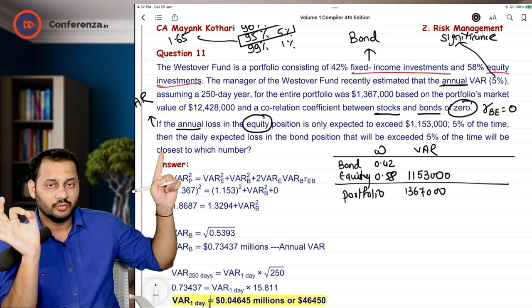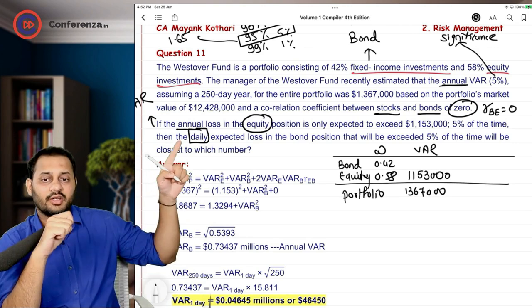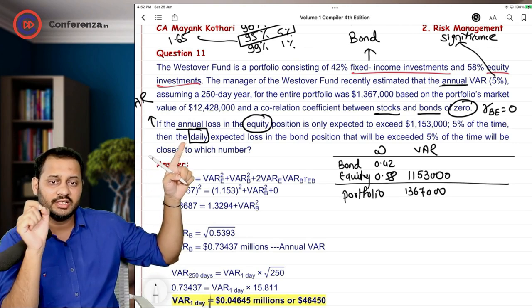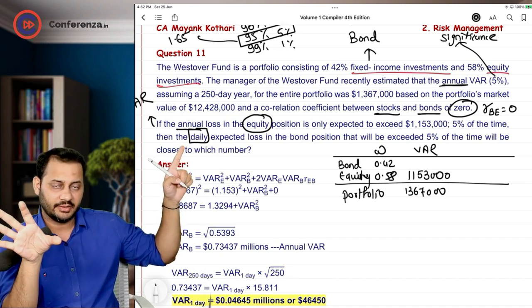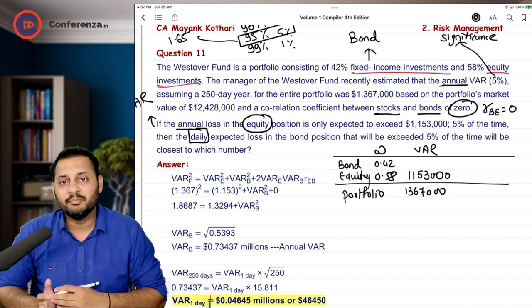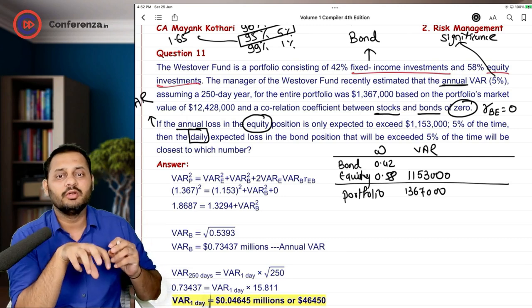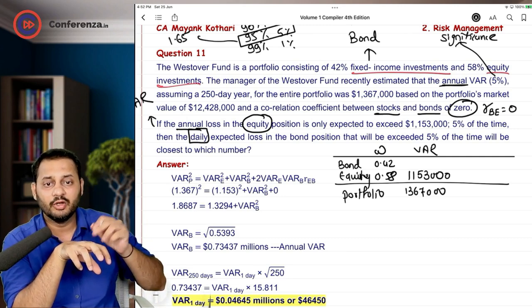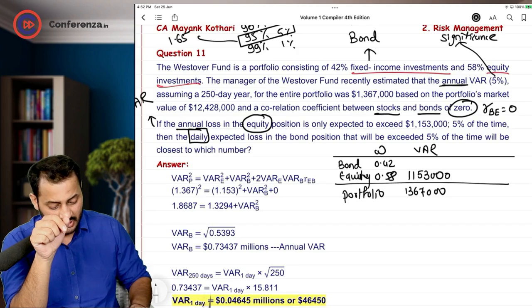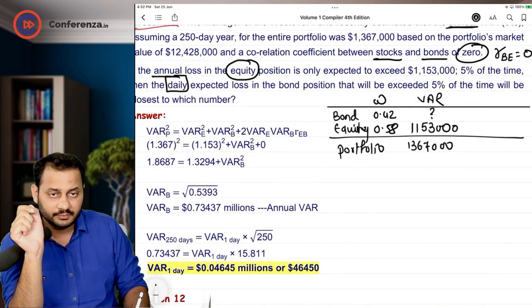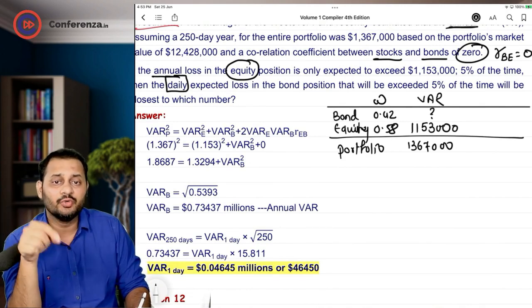Okay. Now, the very important thing is this word. Then, what is the daily expected loss in the bond position that will be exceeded 5% of the time? 5% shows the minimum loss, right? Significance level shows the minimum loss. So the minimum loss, how much will be the minimum loss in the bond position? That too daily, not annual. So if you calculate a figure of this, it will be called the bond VAR for 1 year, or an annual VAR of the bond.